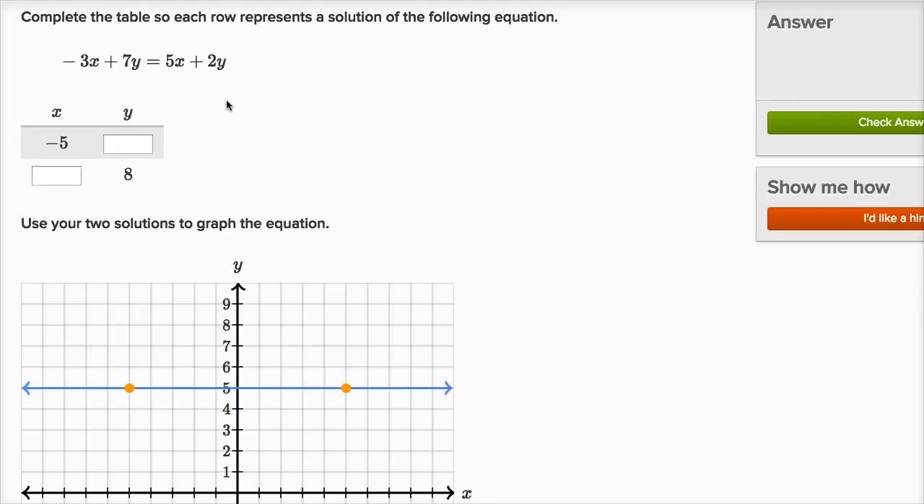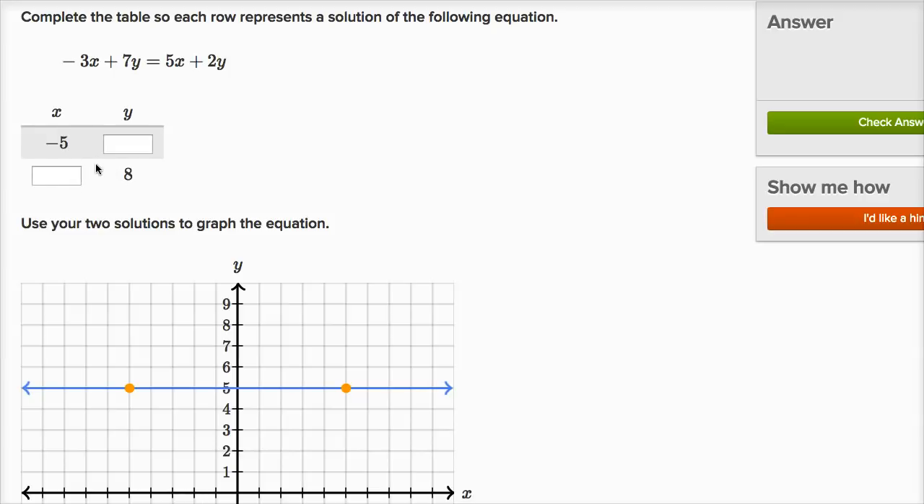So this is an example from the Khan Academy exercise, graphing solutions to two variable linear equations. And they tell us to complete the table so each row represents a solution of the following equation. And they give us the equation, and then they want us to figure out what does y equal when x is equal to -5, and what does x equal when y is equal to 8.